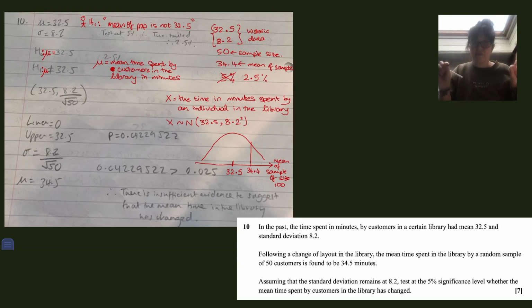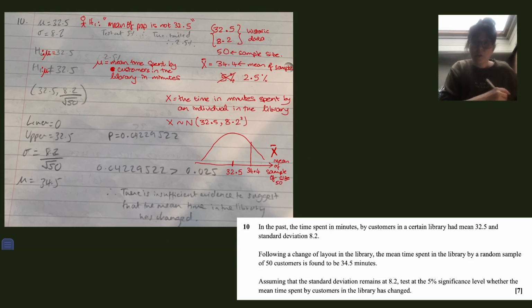That thing I just found is the mean of a sample of size 100. It is not X, it is X bar. X bar is the sample, X is the whole population, X bar is the average of a sample of size 50, not 100, that was another question I was doing, of size 50.